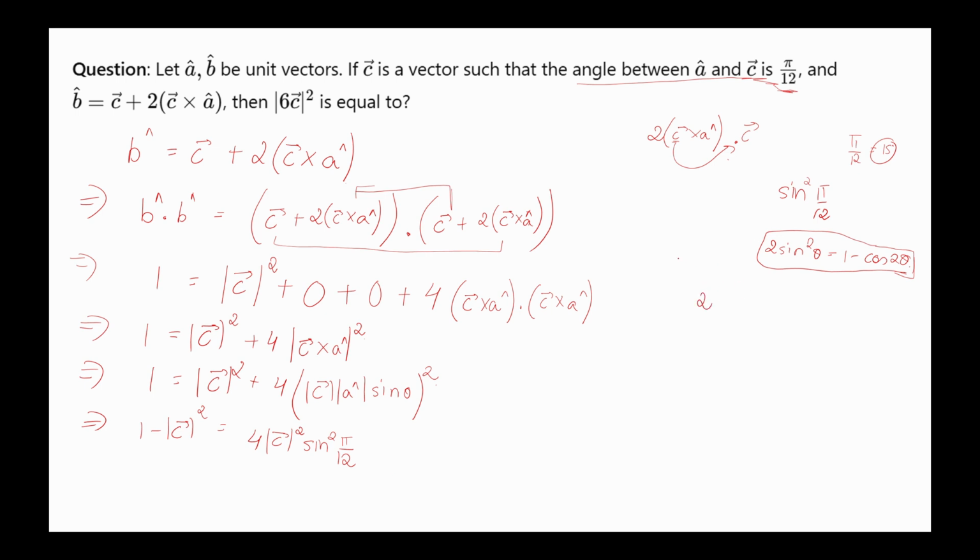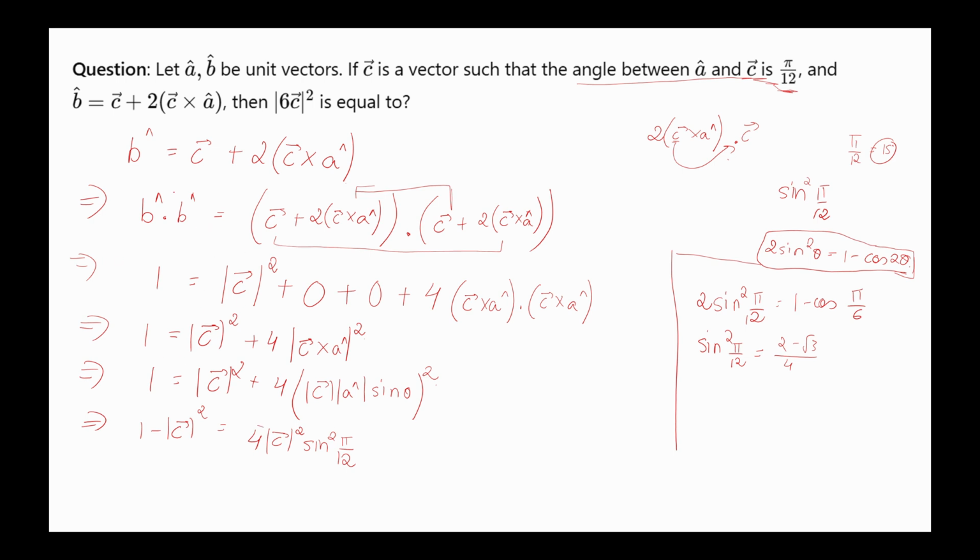From here, using our trigonometric values, we can say that 2 sine square pi by 12 would be equal to 1 minus cos pi by 6. So sine square pi by 12 would be basically equal to 1 minus cos pi by 6, upon 2. And what is cos pi by 6? Root 3 by 2. So this would become 2 minus root 3 by 4 basically. So let us replace that value here. Again, it is in square.